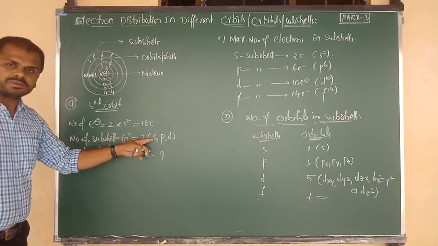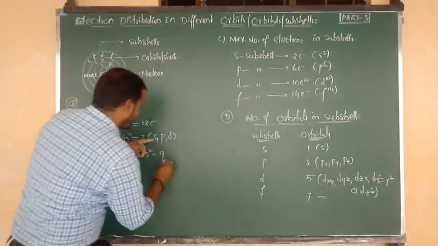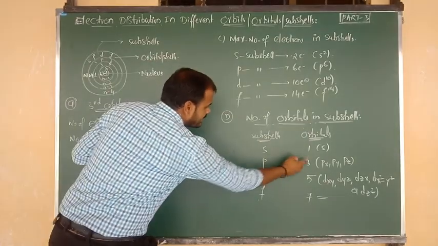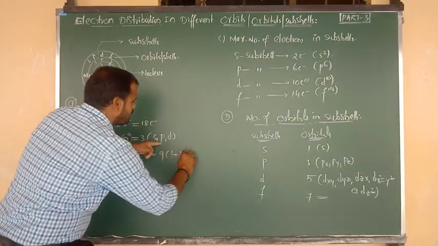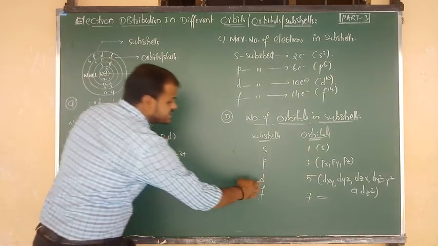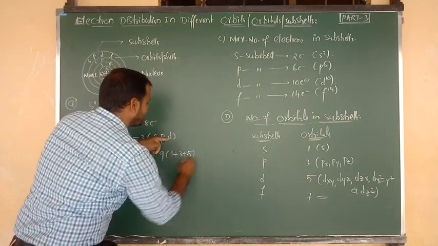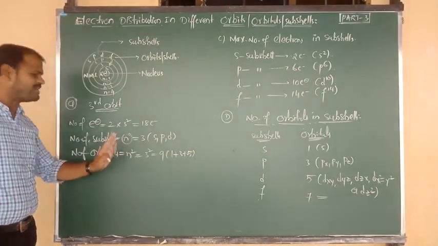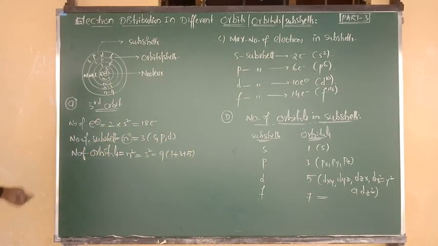This is S subshell. S subshell contains 1 orbital. 1 plus, this is P subshell. P subshell contains 3 orbitals, plus this is D subshell. D subshell contains 5 orbitals. So 5 plus 3 is 8, 8 plus 1 is 9. Total 9 orbitals are there. I hope you understand. Okay.